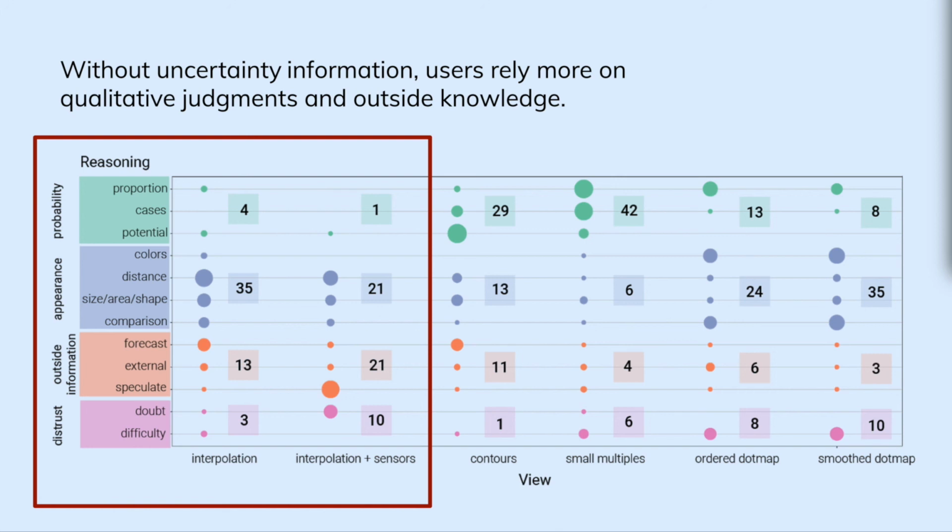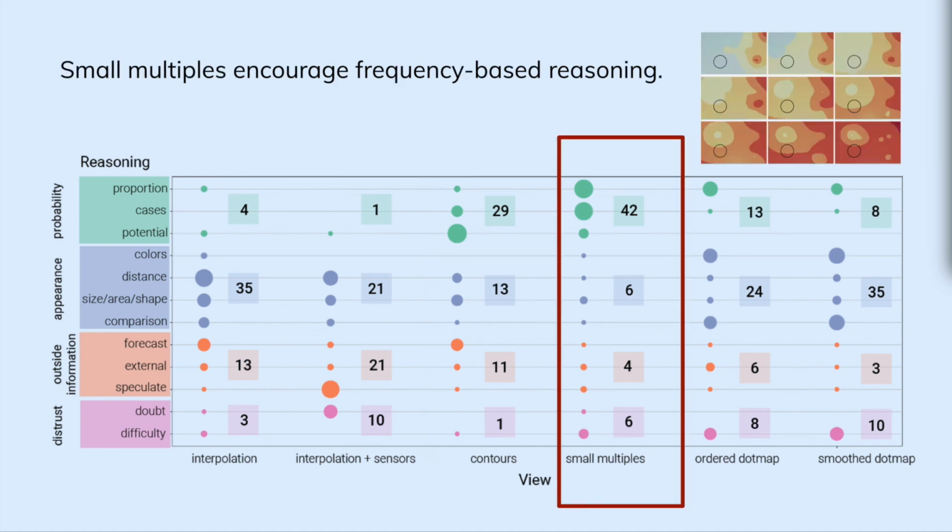And when we showed the contour plot with the sensors overlaid on top, the results really varied a lot. People tried to create their own mental interpretations of the data, and users most often expressed doubt in this case because they would notice how the sensor readings didn't always line up perfectly with the most likely interpolation. So this was subject to the widest range of interpretations based on people's own knowledge.